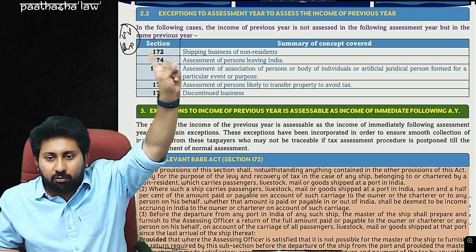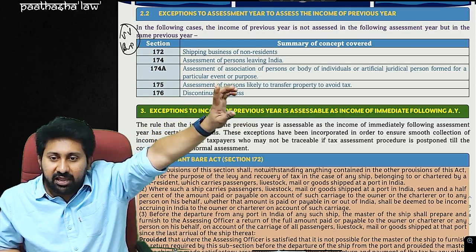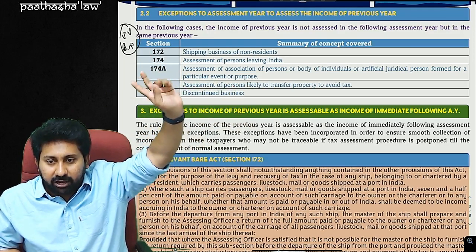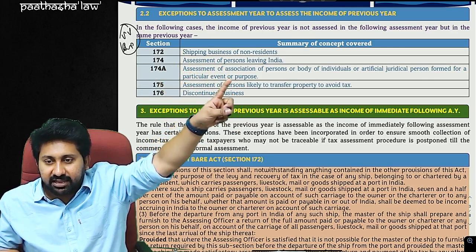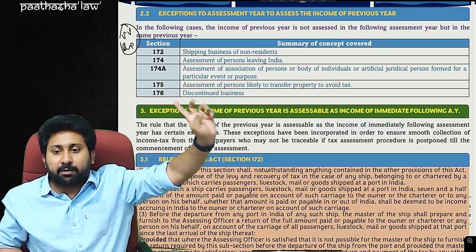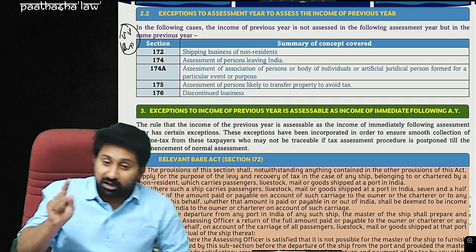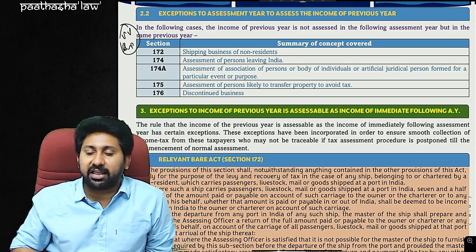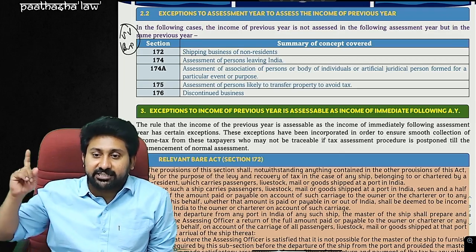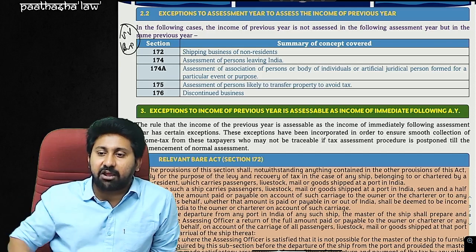For example, 172 read with section 44B I will discuss first. After that I will go to assessment of persons leaving, AOPs and BOIs, persons likely to transfer property, and discontinued business. All these points I will summarize. But if you can understand 172 read with 44B clearly, the remaining 4 sections, 174, 174A, 175, 176, you can complete in a cakewalk.